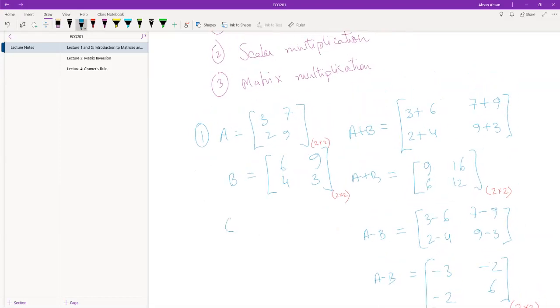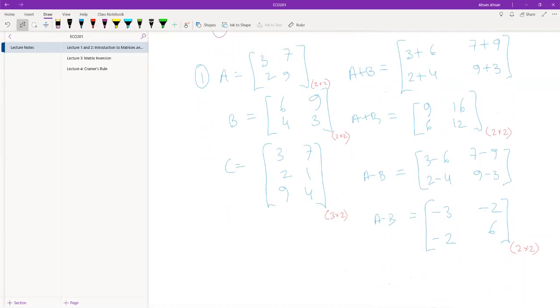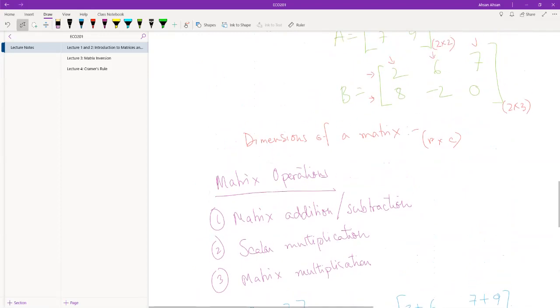Now, if we have a matrix C, which is suppose 3, 7, 2, what is the dimension of this matrix? There are 3 rows and 2 columns, so this is a 3 by 2 matrix. Now, if we try to add A plus C, this does not exist. We cannot add A and C. We cannot subtract A and C or B and C. So what we see is that matrix addition or subtraction is only possible if the 2 matrices we're dealing with have the same dimension. Otherwise, matrix addition or subtraction is not possible.